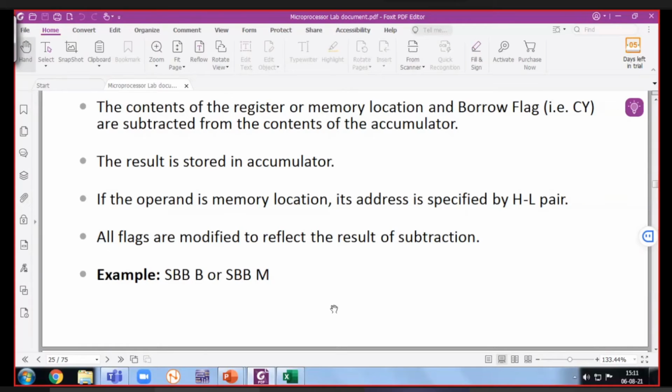You tell me now. SBB, what does it mean? The borrow from the carry flag will be subtracted from B? Not like that. The whole operation is A minus register B content minus content of borrow flag, right? A minus B minus borrow, or anything else? Am I correct? Yes, sir. Okay, A minus B minus borrow.